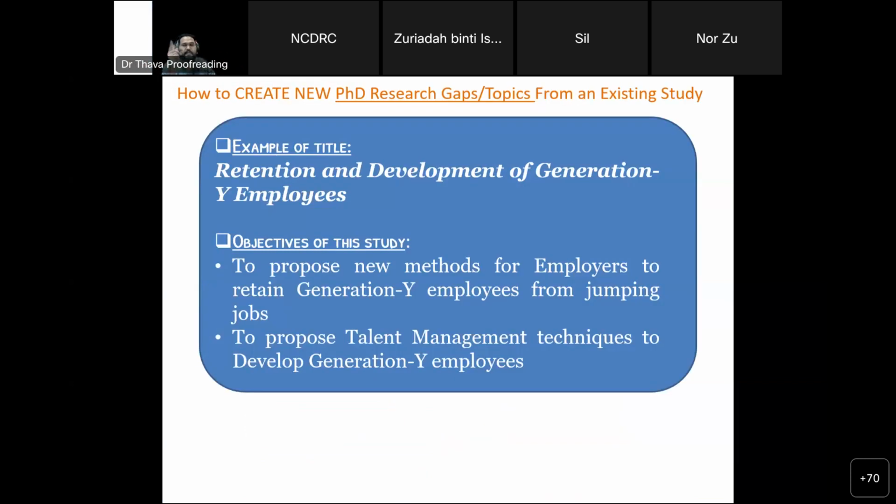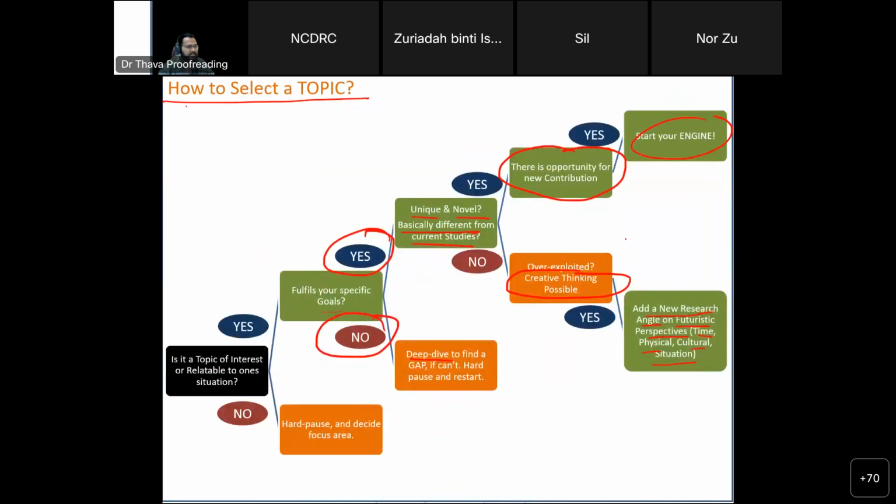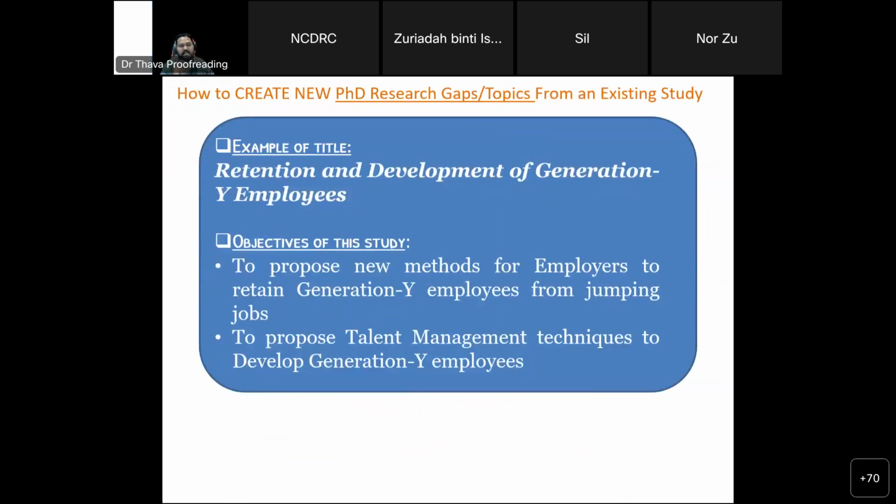So, just now I explained about creative reading, okay, creative thinking, or creative observation. If you remember this part here, creative thinking. So, how do you actually make use of that creative thinking? I'm going to give you an example now. Let's take a topic on retention and development of Generation Y employees. Okay, retention and development of Generation Y employees.